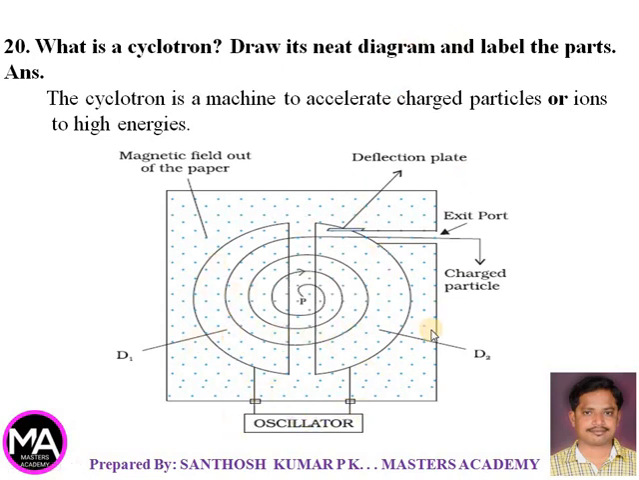Here you have D1 and D2. These are the two Ds. This is the point at the center where a charged particle is kept. These two Ds are connected to an oscillator. The magnetic field is represented as coming out of the paper. This is the deflection plate where the charged particle, after accelerating, will be deflected through this deflecting plate to the exit port. Through this exit port the charged particle emerges out.